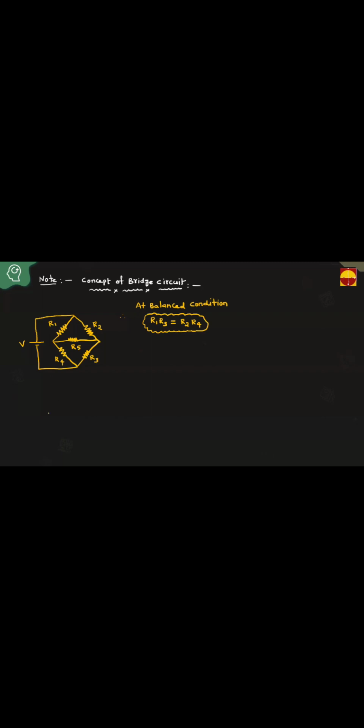Then at balanced condition, let the current through this resistance be I5. Then I5 equals 0. There is no current through the resistance. Between these two nodes, the source is connected. Between the remaining two nodes, a resistance or any galvanometer or any ammeter is connected. The current through that element is 0 if the bridge is in balanced condition.